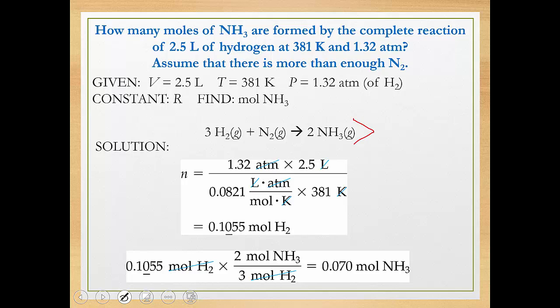Hydrogen and nitrogen. Hydrogen is our limiting reactant. Nitrogen, we have plenty of those. How much ammonia can we make? All right, so what we have is all this information about hydrogen.